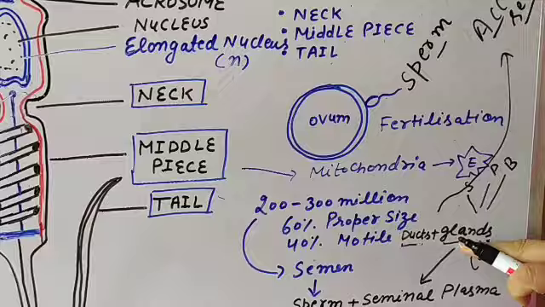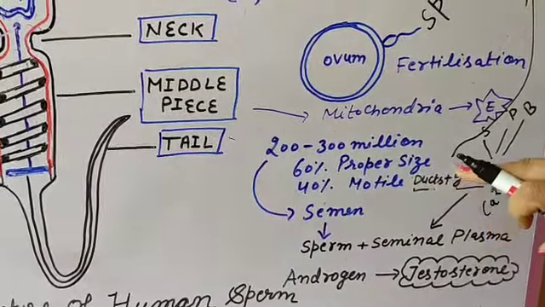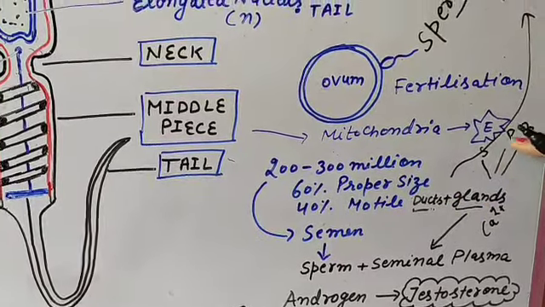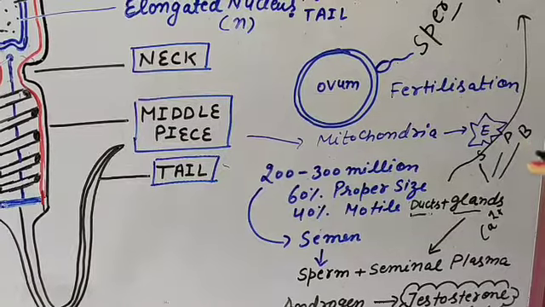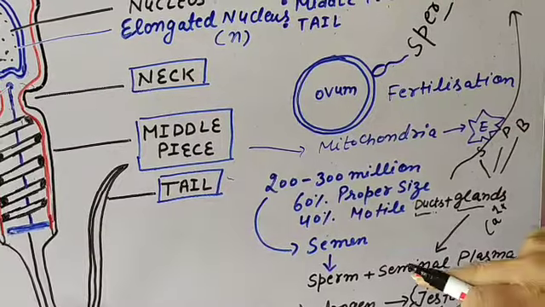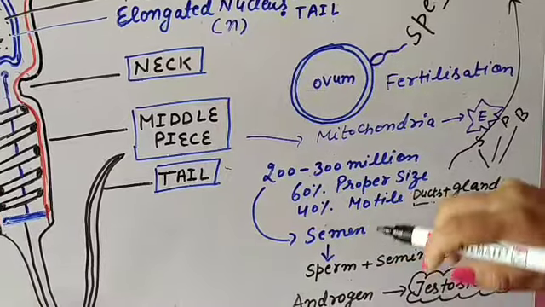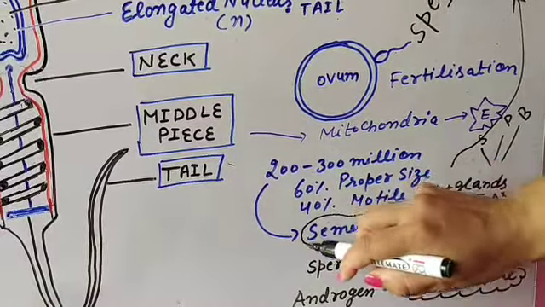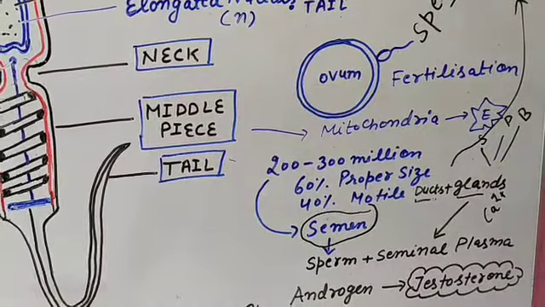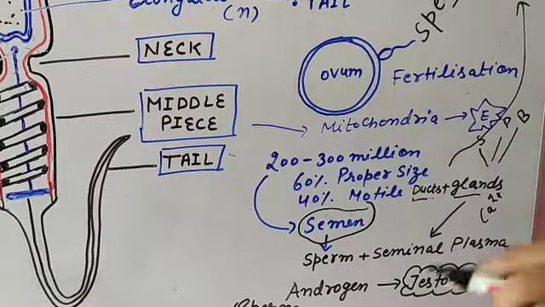You can remember the ducts: the rete testis, vasa efferentia, epididymis, and the vas deferens, plus these glands: seminal vesicle, prostate, and bulbourethral. These accessory sex organs provide the seminal plasma, and when sperms are present in the seminal plasma, that is known as semen, the secretion of the male human being. The functioning of these ducts and glands is regulated by androgen.